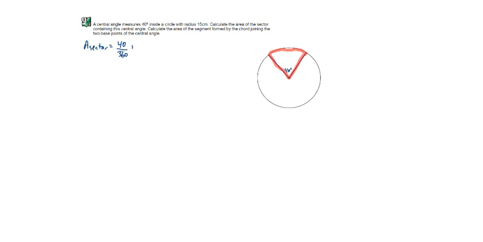So the area of the circle is pi times the radius squared. We are told that the radius is 15. We can add that on our diagram here as well. So pi times 15 squared.